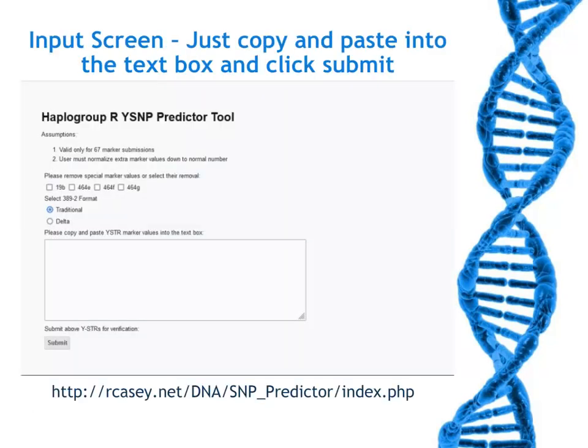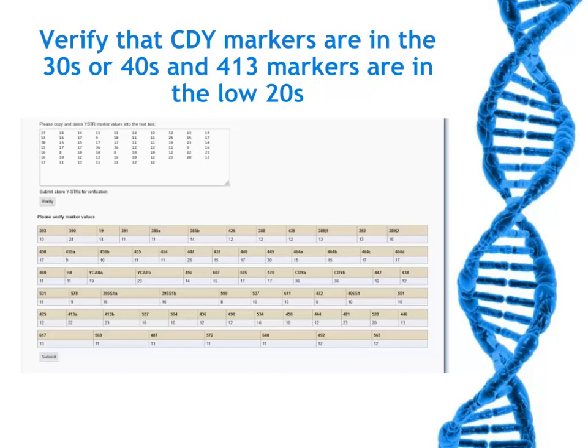The input screen for the YSDR values still does not change very much, so there's a little change in that area. And below is the actual link to go to the new predictor tool. Once you hit submit, or when you hit verify, it will produce all the YSDR values, so you can sanity check and make sure that the multi-copy markers haven't messed things up.